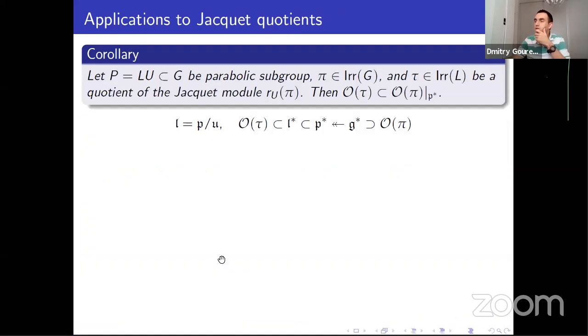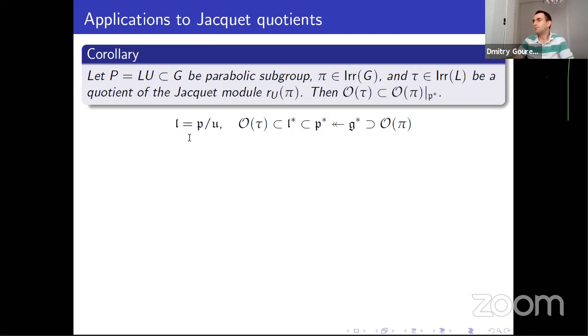So further applications are to Jacquet quotients. We can take an irreducible representation of G and take the Jacquet restriction to a Levi subgroup. So we take a parabolic P equal LU. We take the Jacquet module. The Jacquet module is an admissible representation of the Levi, which might be reducible. Take an irreducible quotient tau. Then we say that the orbit of tau lies in the orbit of pi restricted to P star.